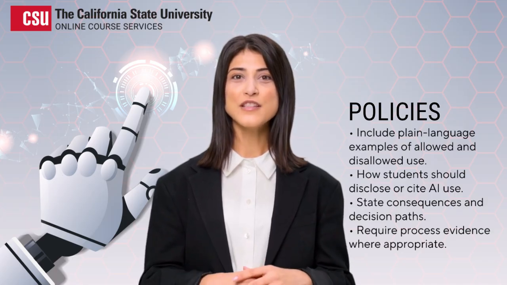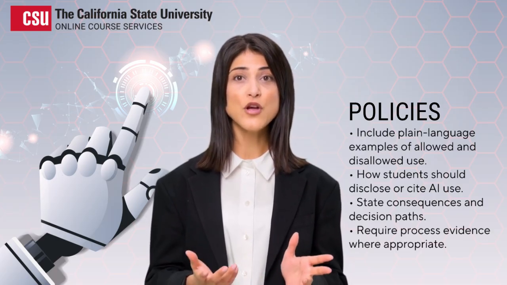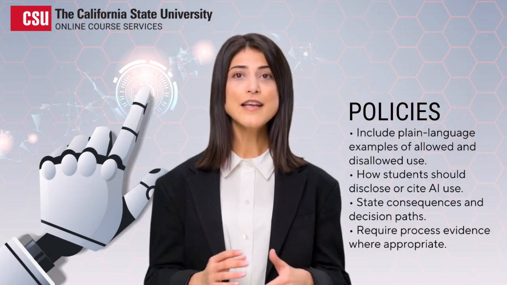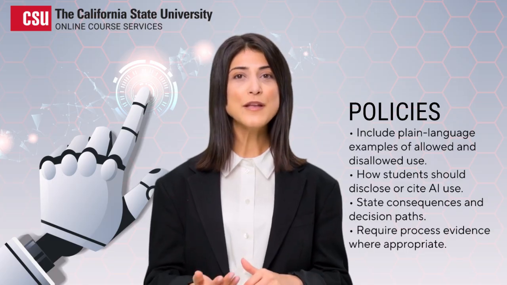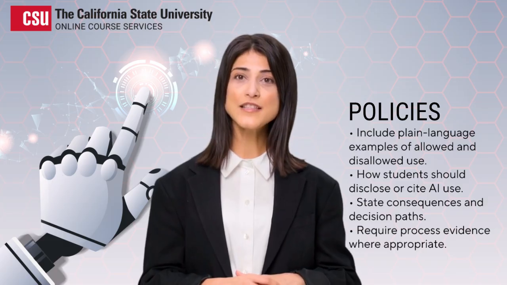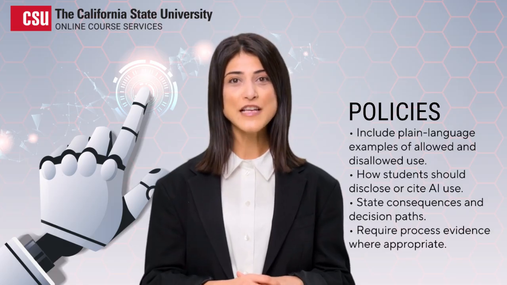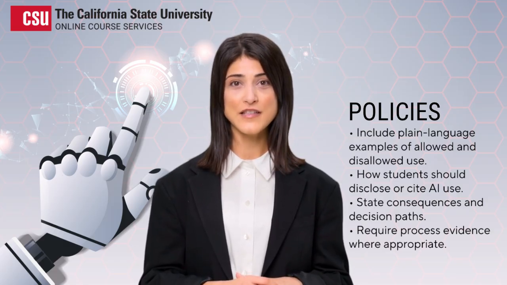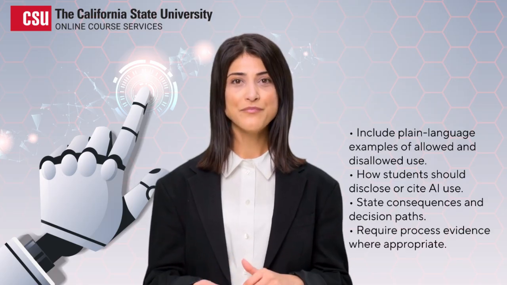Create an action plan for yourself: how you'll review a flagged submission, what feedback you'll provide, what documentation you'll request, and when you'll escalate. This helps you test whether your policy is actually enforceable and fair. Collaborate with colleagues, instructional designers, and governance bodies to align expectations across courses, and consider inviting students into policy discussions to build buy-in.